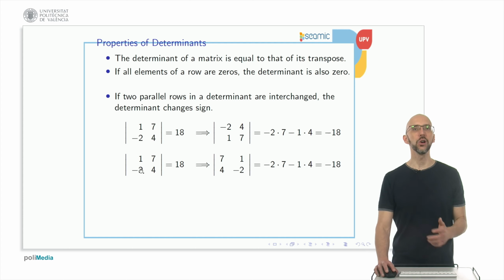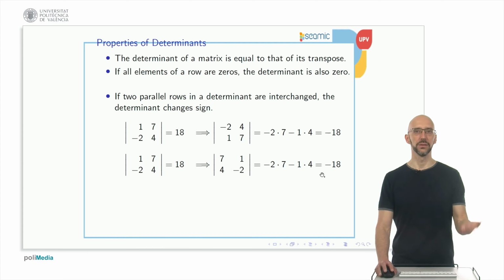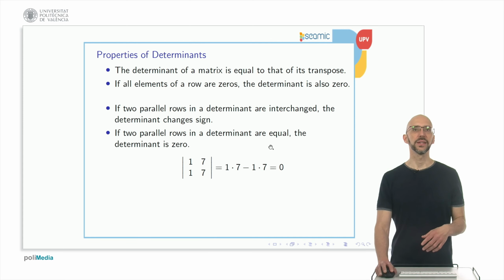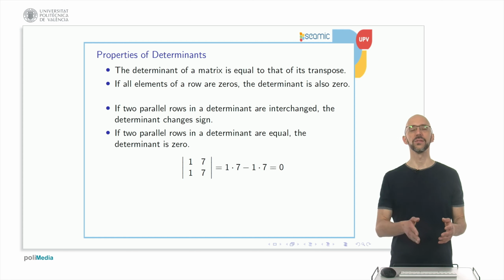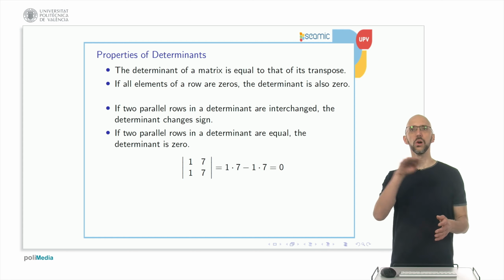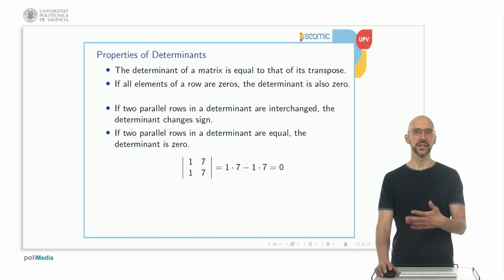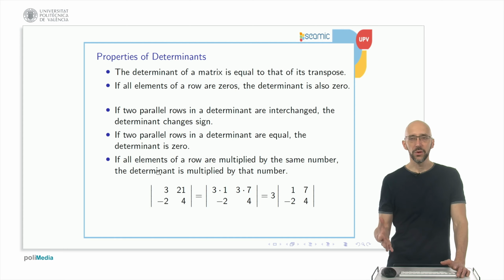If I just change the columns, as you can see, 1, 2 becomes the second column and 7, 4, that was the second column, now is the first column, then the determinant is the same value but with a change of sign. More properties. If two parallel rows in a determinant are equal, the determinant is 0. Okay, if you see that 1, 1, 7, 7 or 1, 7, 1, 7, it doesn't matter if you see it by rows or columns. The key point is that if you have two rows that are equal or two columns that are equal, the determinant is 0. You can save time and tell me, okay, that is 0 and I'm not going to calculate anything. Okay? One more thing.